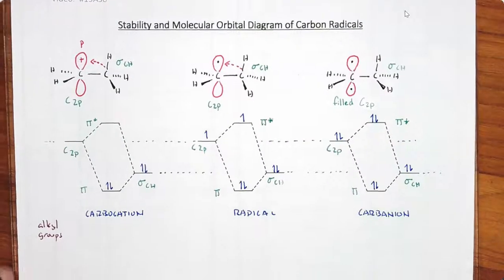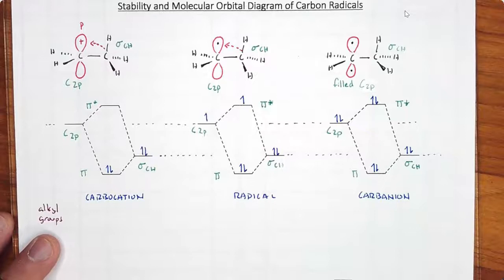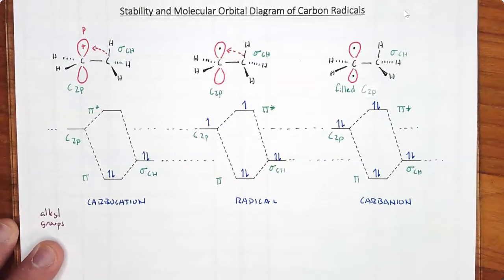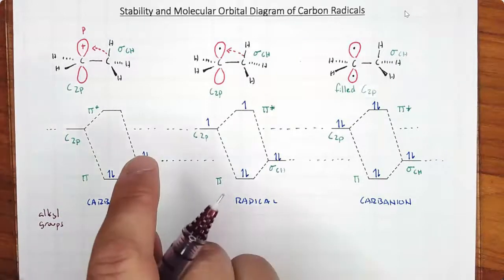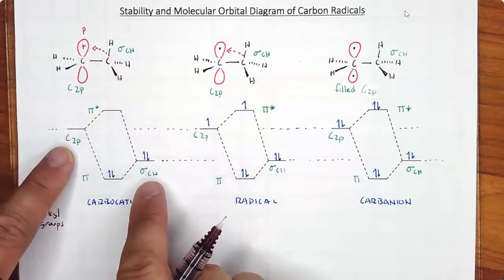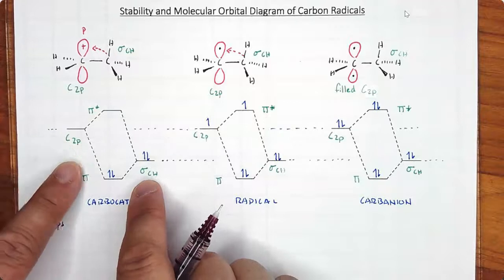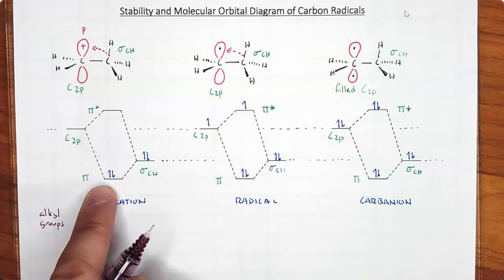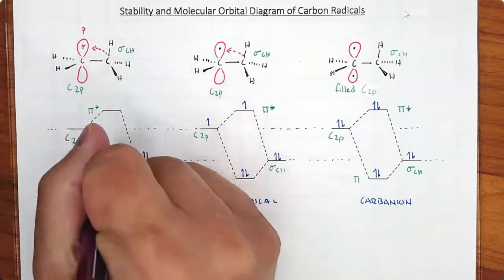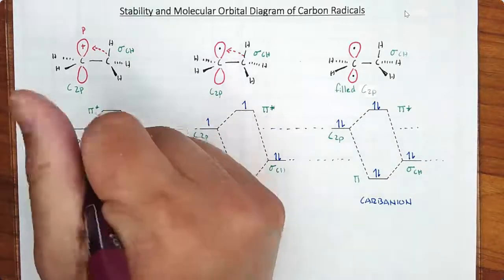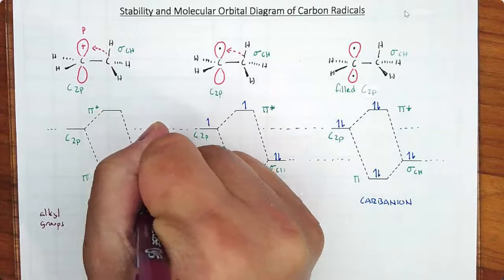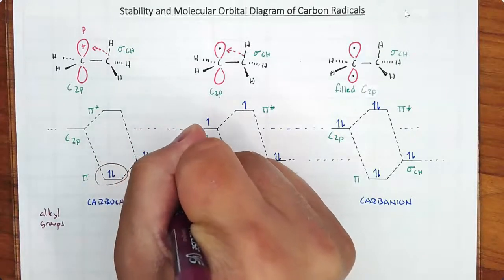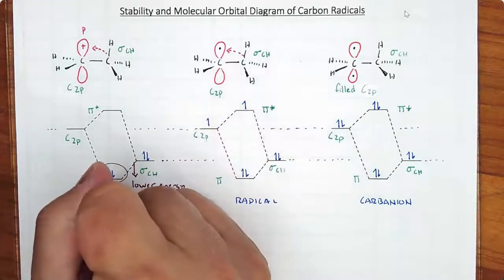Now, if we look at the carbocation, let us just generalize the stability, and this is great stabilization because when we consider the combination of these two atomic orbitals, you get an MO that's lower in energy. So the two electrons dropped in energy, and we'll consider this great stabilization.